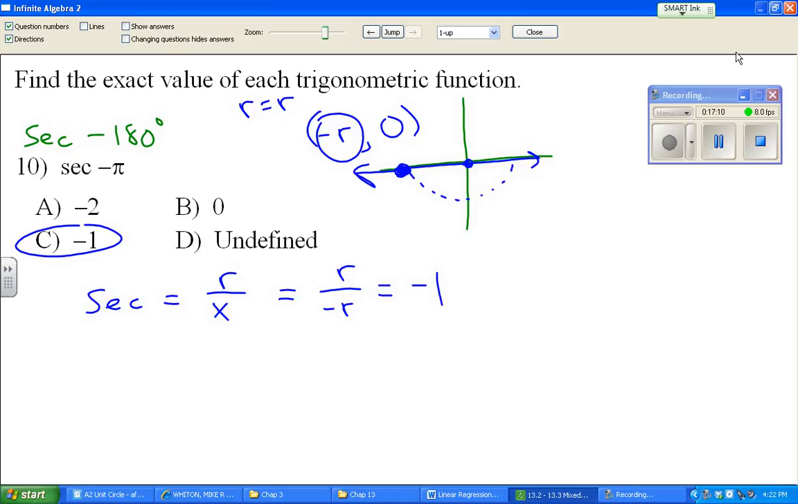And that's those. Just remember, you can always use the xy definition if you know the coordinates of a point on the terminal side, which we used with these borderline ones. That's the way we went there. All right.